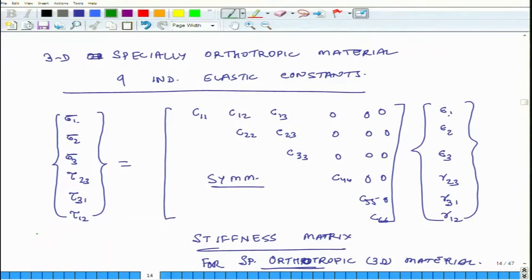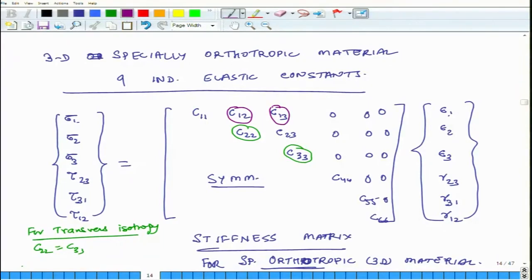Suppose the material is transversely isotropic, then C22 and C33 will be the same because 2 corresponds to the T axis and 3 corresponds to the T prime axis. So, for transverse isotropy, C22 is equal to C33. The other condition is C12 and C13 will be same. 1 corresponds to L direction, 2 corresponds to T direction, 3 corresponds to T prime direction. So, C12 equals C13, that is CLT equals CLT prime, okay?